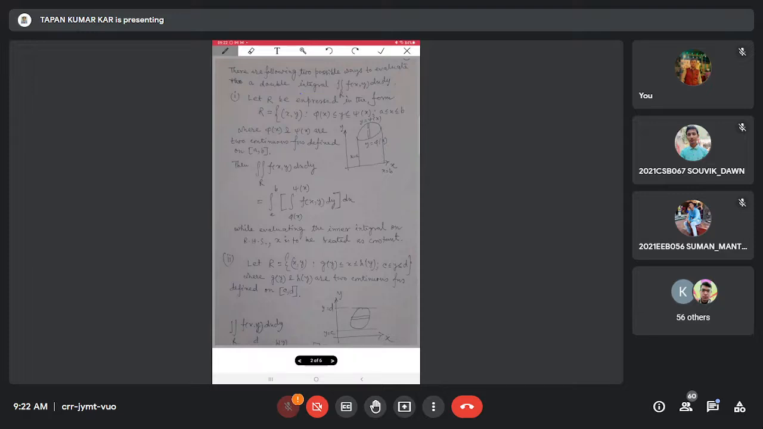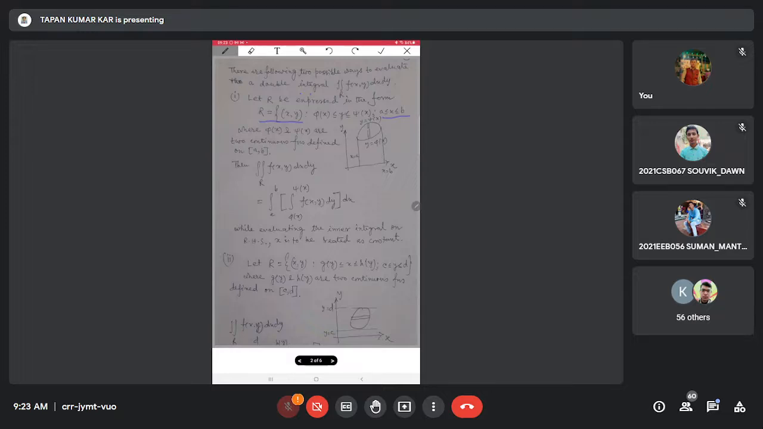There are two main possible ways to evaluate the double integral over R of f(x,y) dx dy, but there are sub-cases for these also. First, look at this. Let R be expressed in the form R equals {(x,y): y varies from phi(x) to psi(x), and x varies from a to b}.